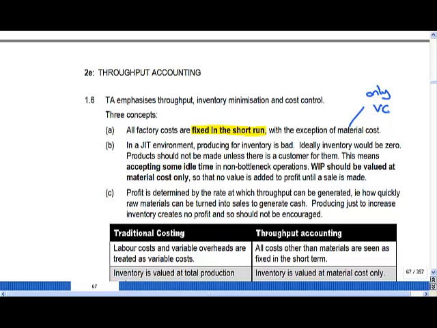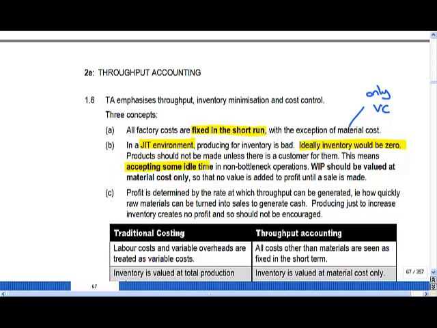Now, we also assume that we're in a just-in-time environment, because we've talked about the fact that we don't want stock. We're going to have zero stock other than immediately prior to our bottleneck. Now that means we're going to be happy to accept some idle time, because remember, we've got to pay for that labour anyway. It's not changing the cost.